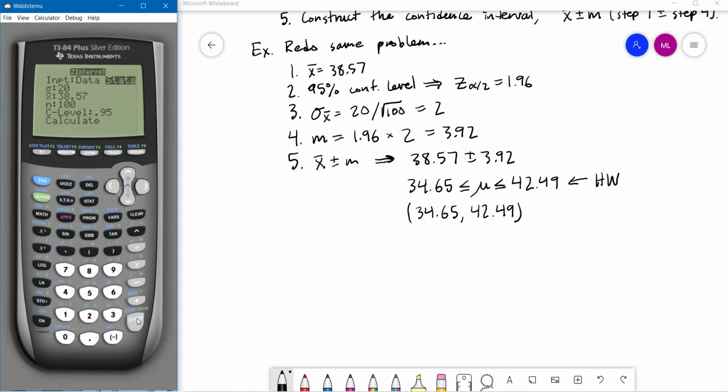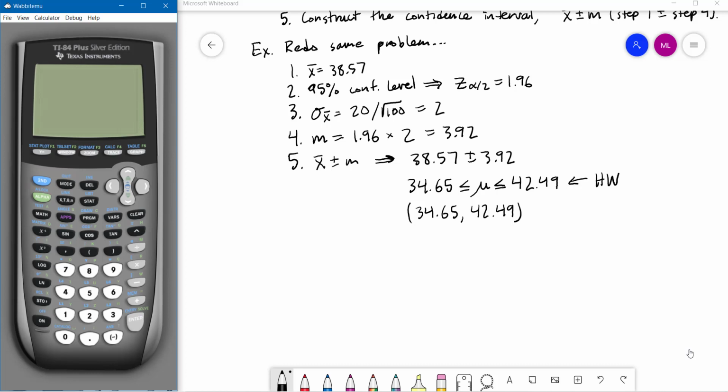And if we hit calculate, it will do all the computations for us, and sure enough, it'll spit out something that looks exactly like what I have written right down here, 34.65, comma, 42.49. It gives us the final answer that we're looking for right here. So this is how you can do this on the graphing calculator.